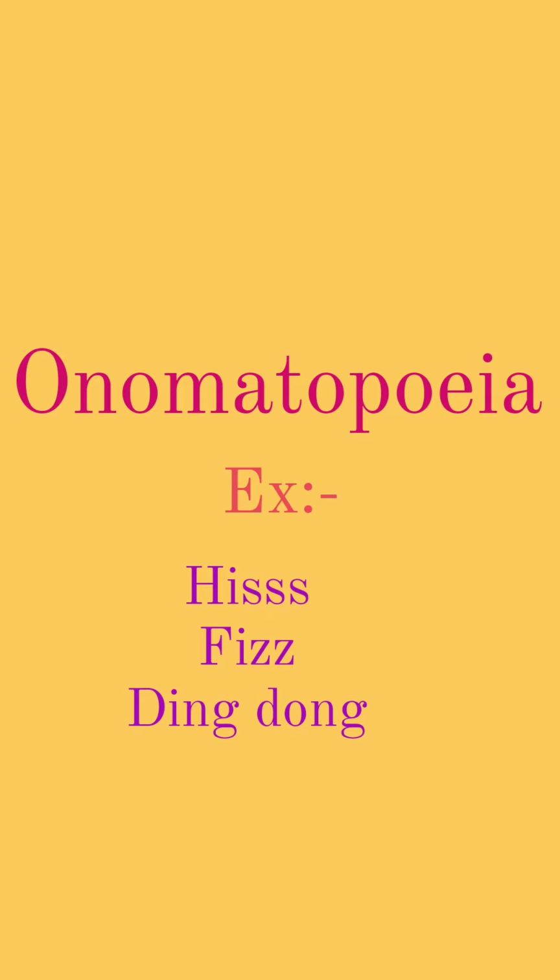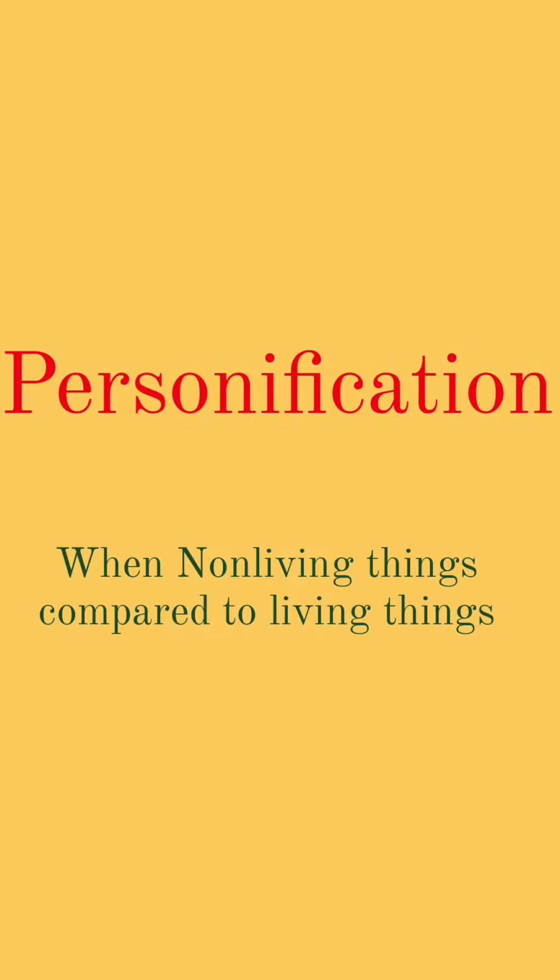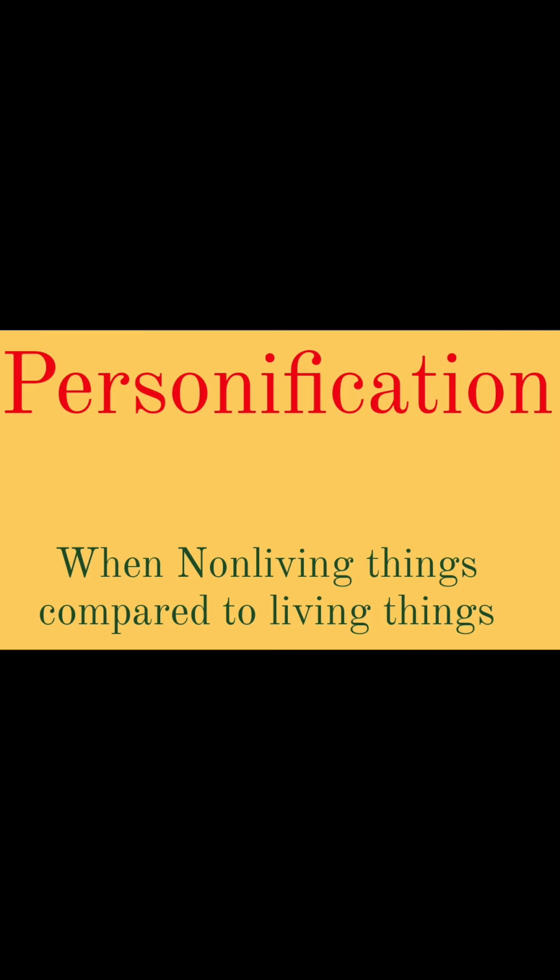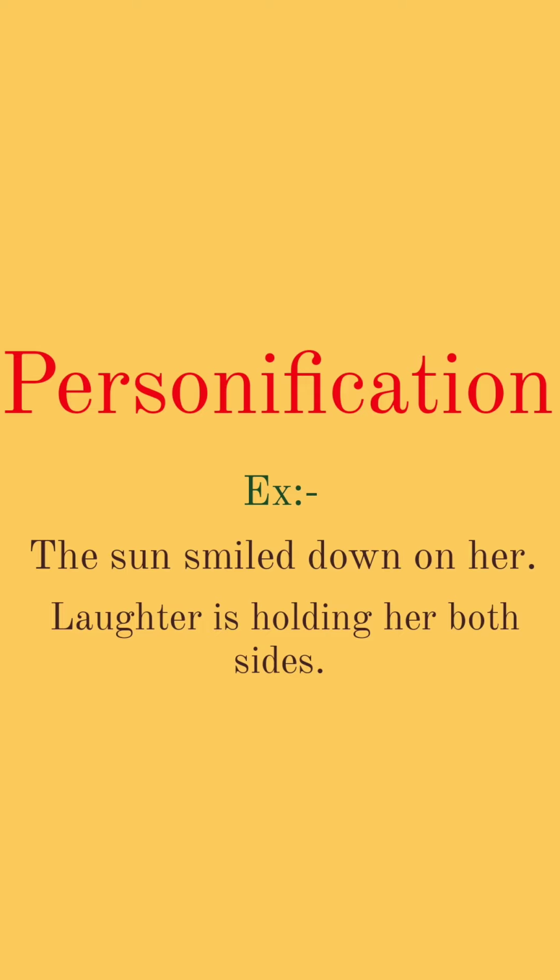And next, personification, which I like the most. In personification, inanimate objects and abstract notions are spoken of as having life and intelligence. It means when we take something non-living, we treat or imagine that thing as a living thing, then that is personification. For example, the sun smiled down on her. Very beautiful. Next we have laughter is holding both her sides.